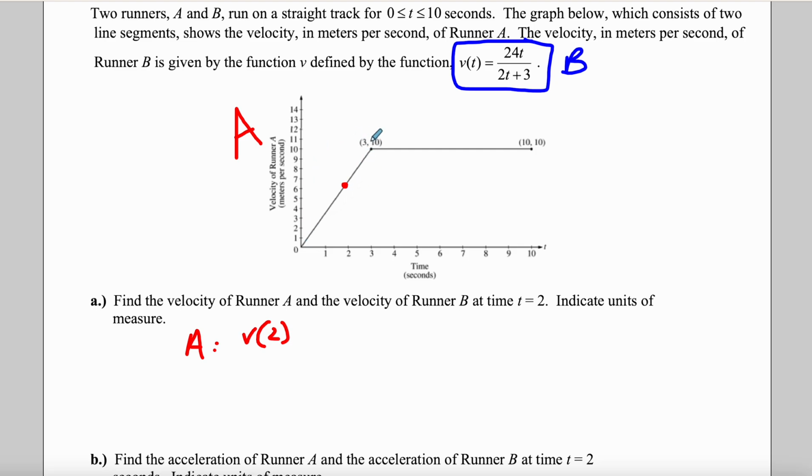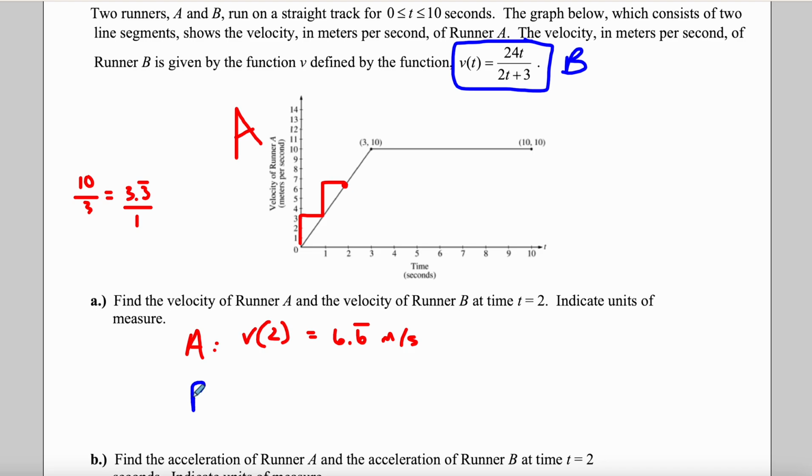So if I just go ahead and look here, I'm going up 10 and over 3. So every dot on this line has a slope of 10/3. So I'm going to just go ahead and write down 10/3 as a note. 10/3 as a decimal is 3.3 repeating. And so what that means is I can use this slope of 3.3 repeating over 1 to determine where I'm at at 2. So if I just go up 3.3 and over 1, up 3.3 and over 2, so there I am at 6.6 repeating. That is my velocity for runner A. Now that's going to be in meters per second.